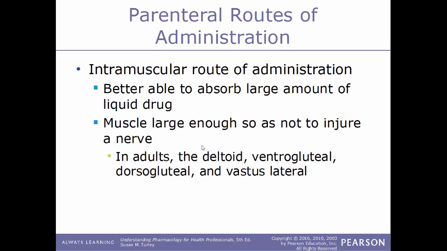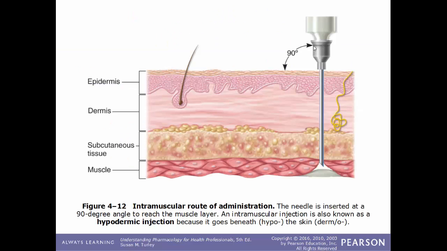This route of administration is better able to absorb a large amount of liquid drug, and you have to make sure that the muscle that you are injecting into is large enough so it won't injure any nerve nearby. So for adults, this is why certain locations are commonly used, like the deltoid, ventrogluteal, dorsal gluteal, and the vastus lateral. And here's how this will look. The syringe is held at a 90-degree angle. You're going straight down, past the epidermis, past the subcutaneous layer, directly into the muscle. And this is another example of a hypodermic injection, because you're going below the dermis.